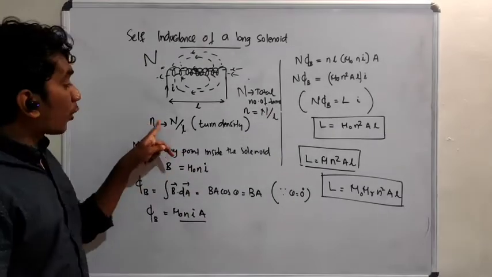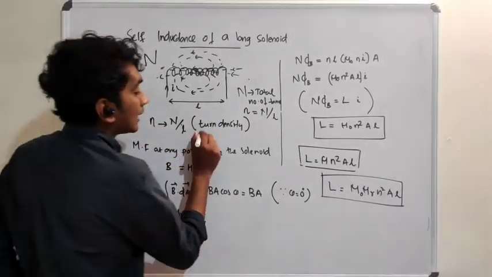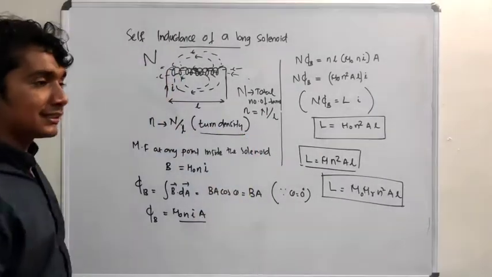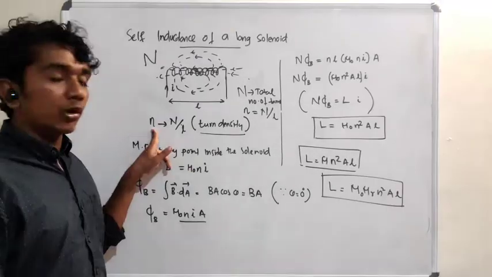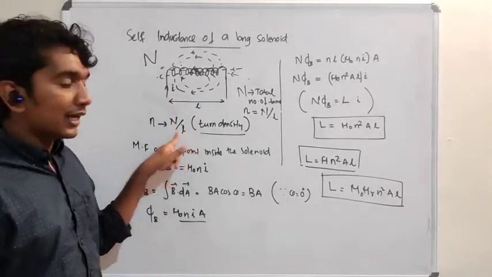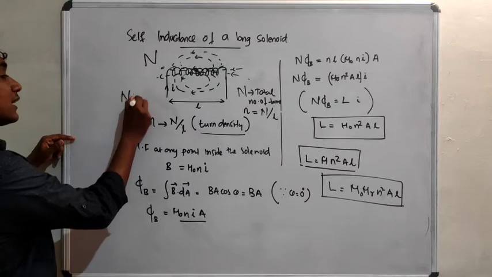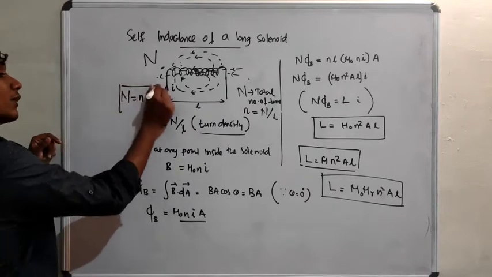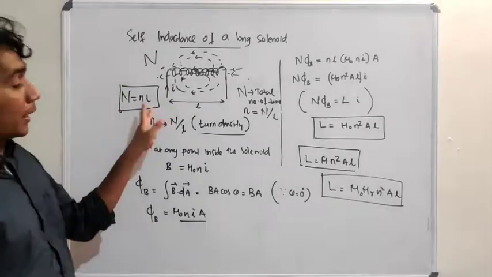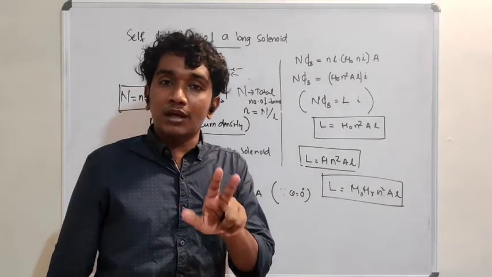Small n is also known as turn density. So small n is equal to capital N divided by L. And what about capital N? Capital N is equal to small n into L. So these two n's you have to be very sure about.